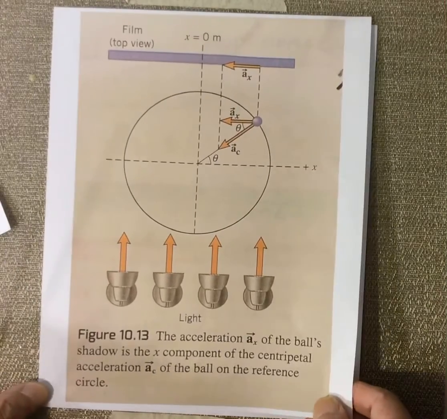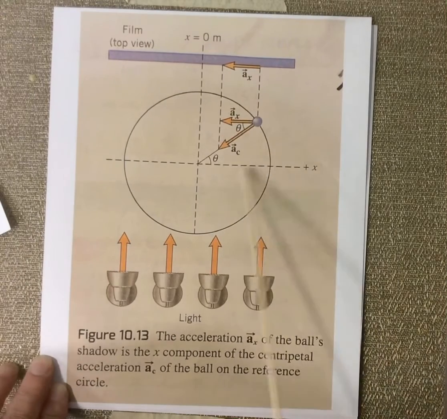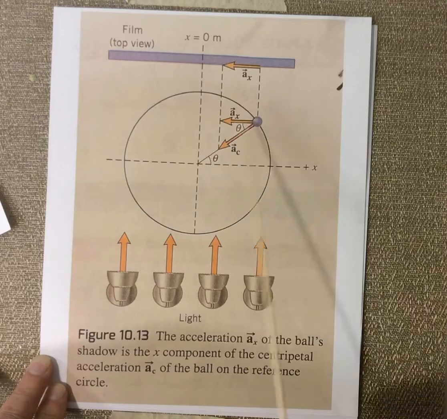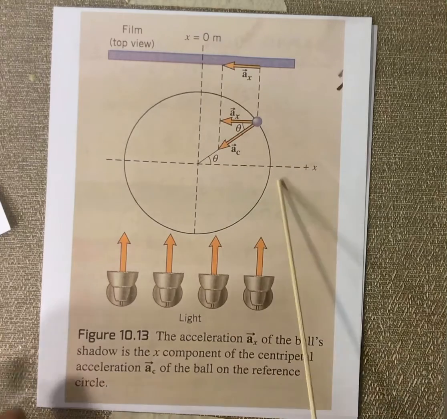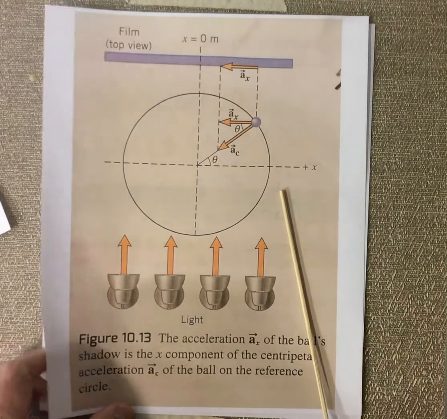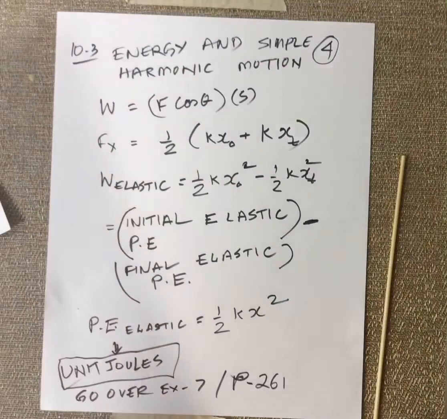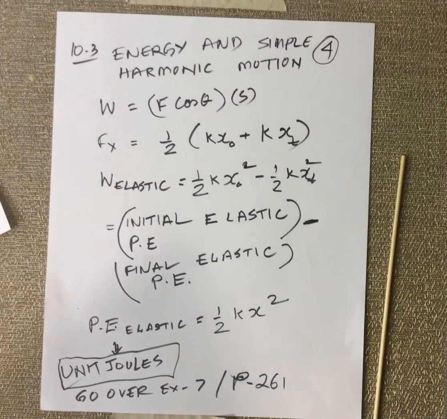On this page I am showing you how we are going to calculate the acceleration from tangential and centripetal. We are relating acceleration A with the ball's shadow, the x component of the centripetal acceleration AC, and the ball on the reference circle.